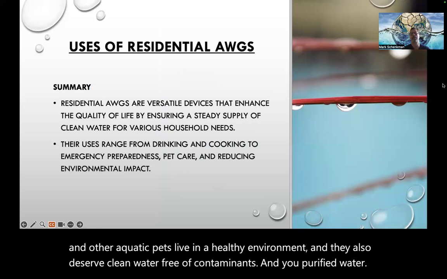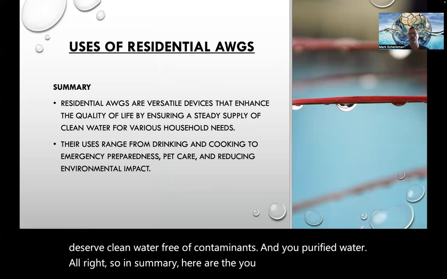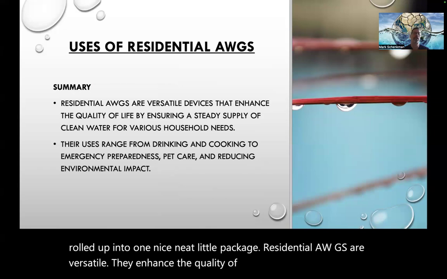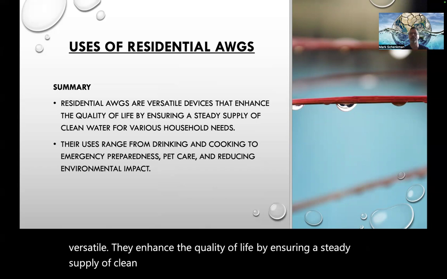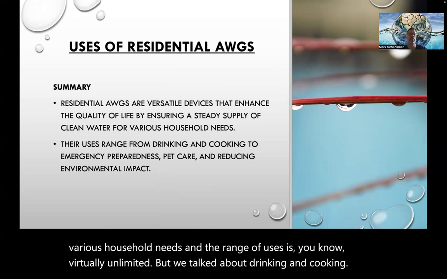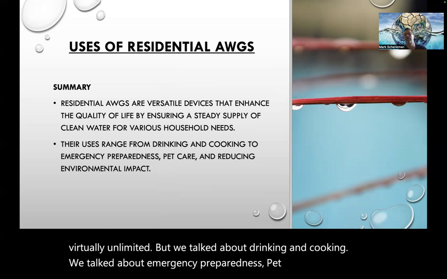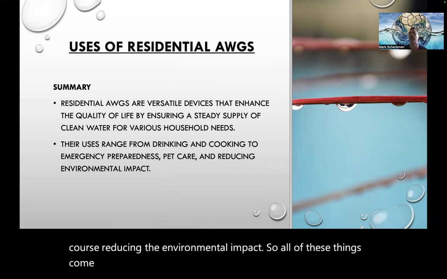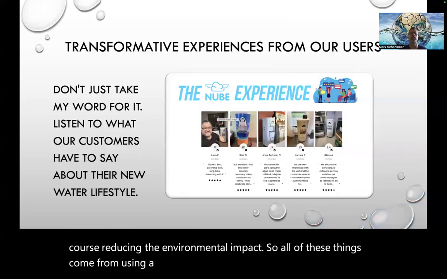All right, so in summary, here are the advantages all rolled up into one nice, neat little package. Residential AWGs are versatile. They enhance the quality of life by ensuring a steady supply of clean water, contaminant-free, plastic-free, toxin-free for various household needs. And the range of uses is virtually unlimited, but we talked about drinking and cooking. We talked about emergency preparedness, pet care, and then, of course, reducing the environmental impact. So all of these things come from using a residential atmospheric water generator.